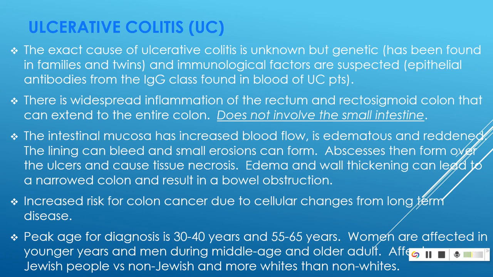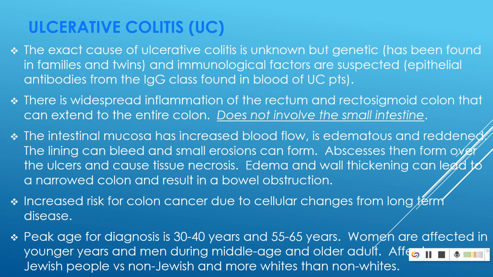Why do I point this out? Well, didn't we discuss at our last lecture that most of our nutrients are absorbed in our small intestine? So if I'm not having an issue with my small intestine, I'm not going to have to worry about nutrition as much. The intestinal mucosa has increased blood flow. It's edematous and reddened. The lining can bleed and small erosions can form. So that's where you got the ulcerative. Abscesses then form over the ulcers and cause tissue necrosis.